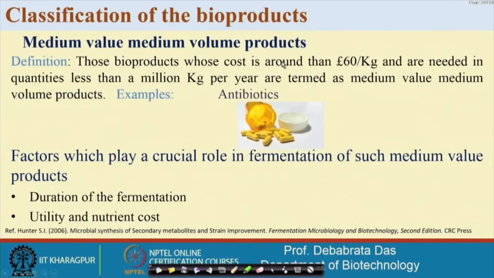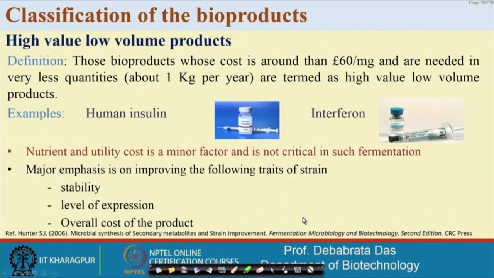Now in the case of medium volume and medium value products, this is the kind of antibiotics. Particularly I want to talk about penicillin, that is considered a medium value and medium volume product. The factors that play an important role in the fermentation are the duration of fermentation, the utility, and the nutrition cost. That plays a very important role. And for high value low volume products, we have the example of insulin, the human insulin that is largely used, and this is considered.